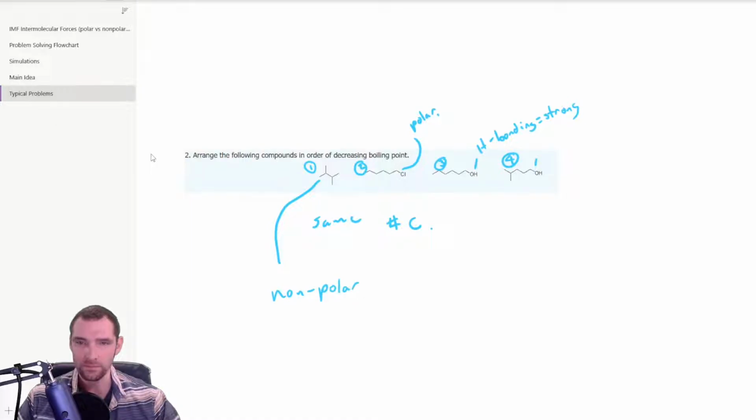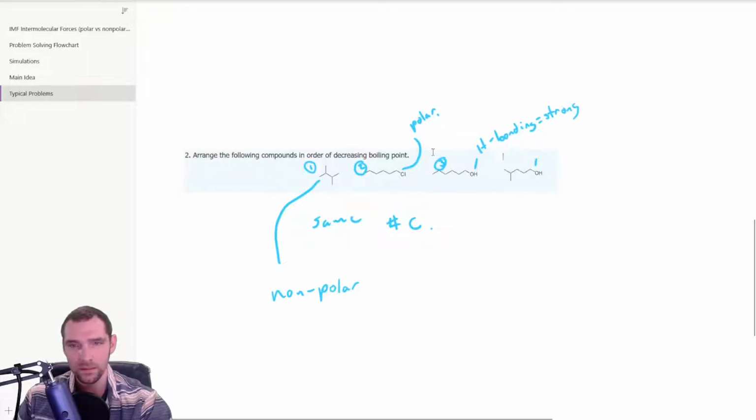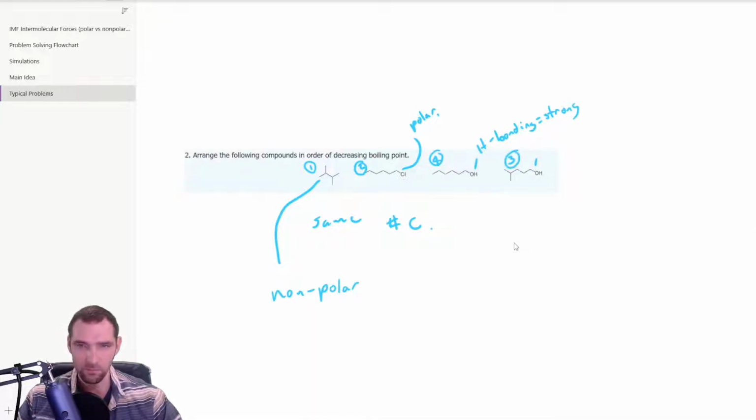And actually I think I might be getting these two mixed up. It might be 3. Yeah, this has more area that it can clump up to other nonpolar things, so it'd be harder to boil that off. So I think that's the case.